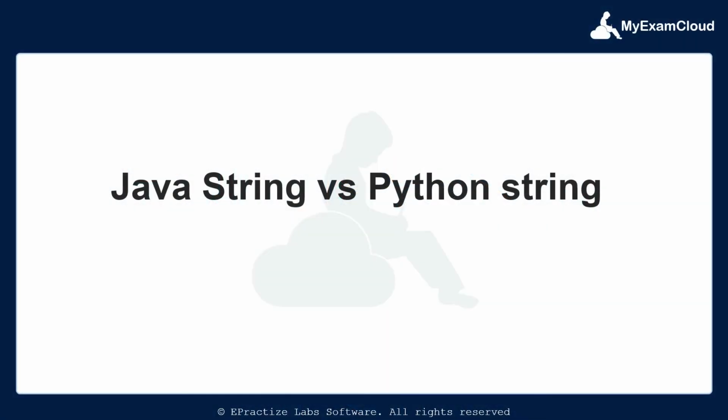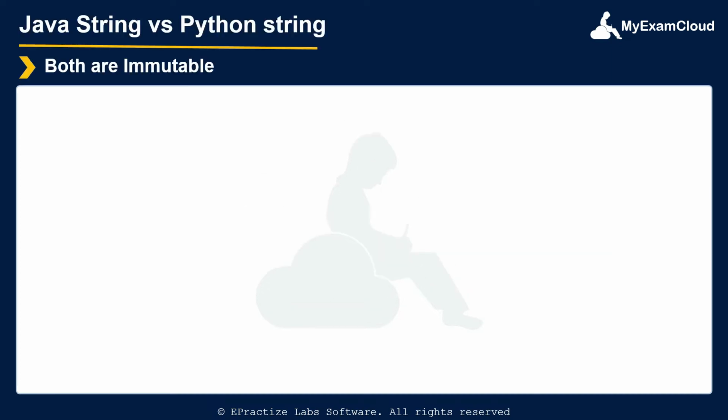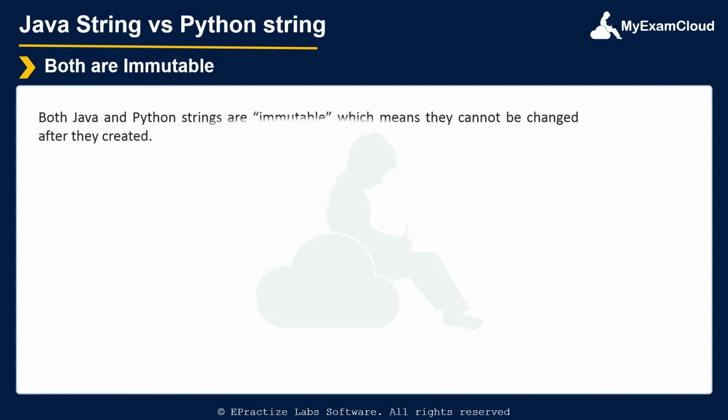Java string versus Python string. Video course by MyExamCloud. Both are immutable. Both Java and Python strings are immutable, which means they cannot be changed after they are created.